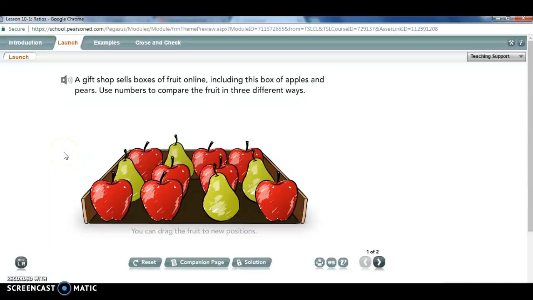Hello, we are now starting in topic 10, so this is the first lesson. We're going to be learning about ratios. We'll start off with the launch problem, just try your hardest, and then we will move on to the example problems.